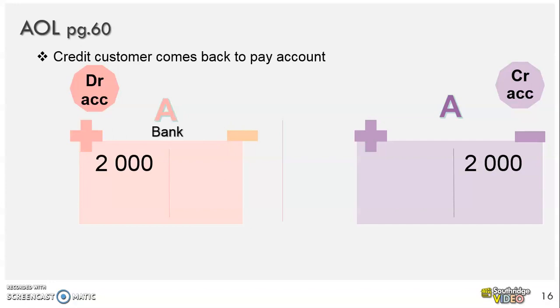Finally, my customer is coming back to me, and he now wants to pay me that 2,000 Rand that he bought for. Bank's going to go up, I'm smiling, and then my debtors control, the asset, is actually decreasing because now that person doesn't owe me that money anymore.